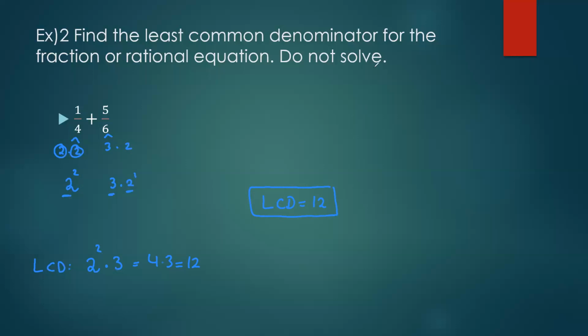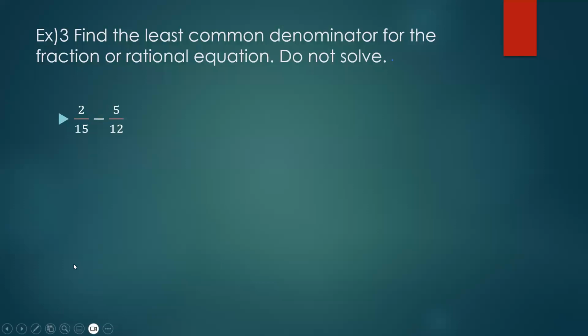Let's move on. Example 3, find the least common denominator for the fraction rational equation. Do not solve. So, let's do this one: 2/5 minus 5/12. So put it in the most prime form.